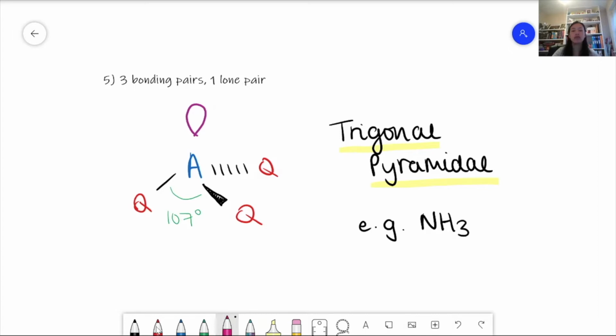So this has become a squished triangular pyramid. And this angle's changed from 109.5 to 107. So for every lone pair we've added, we minus 2.5 degrees from the angle because there's more repulsion from it. So this is called trigonal pyramidal.